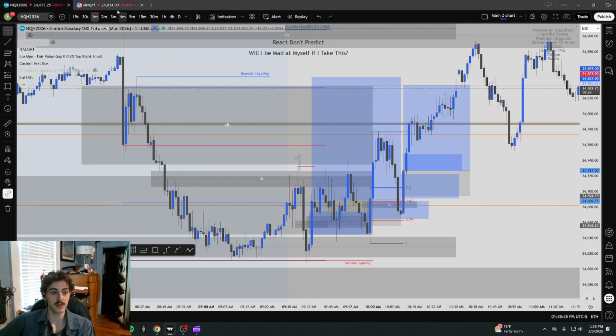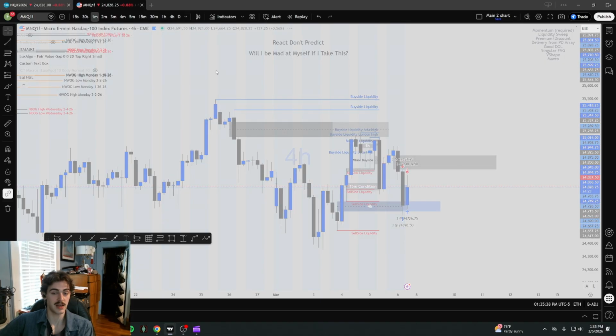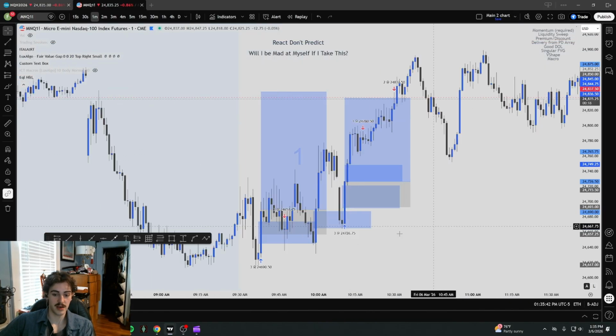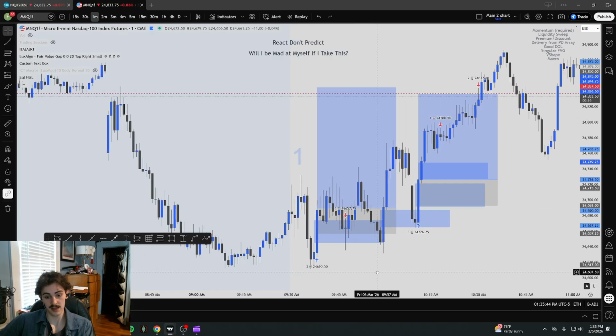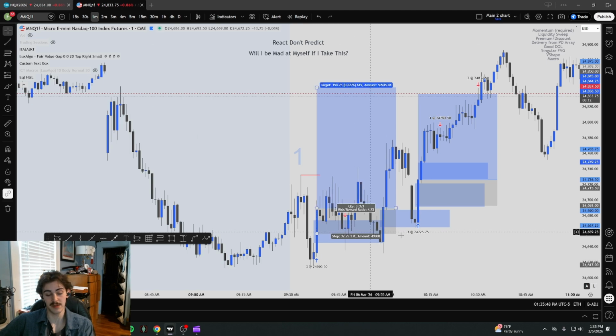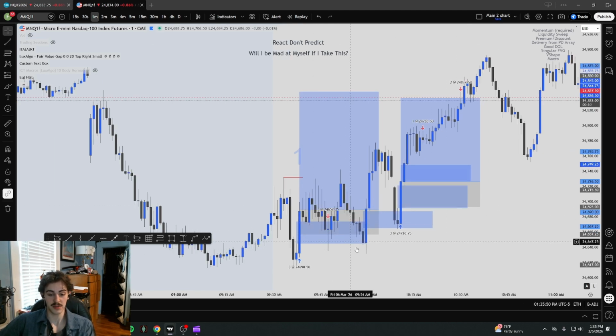I enter here. You can see on my Tradovate account as my proof, because I want to show you guys I'm not lying. I entered here, 3 contracts, and this is my break even, right? This would be my break even. Price does not hit my break even, and I get stopped out.